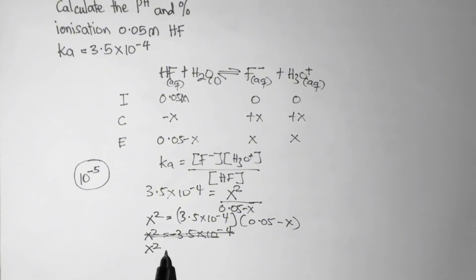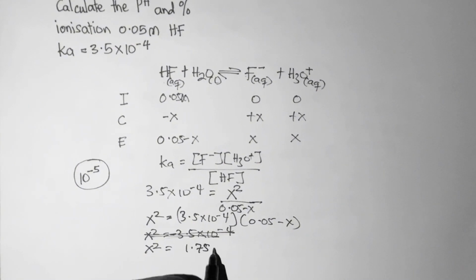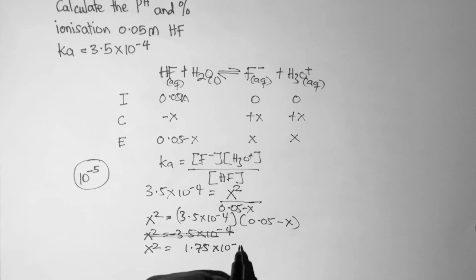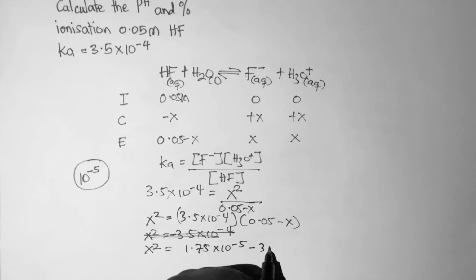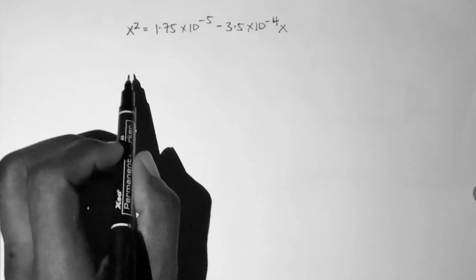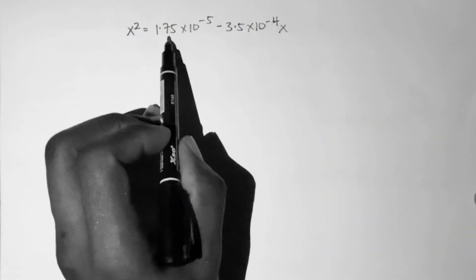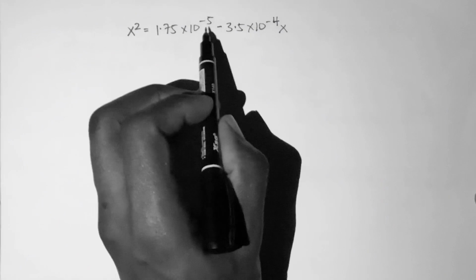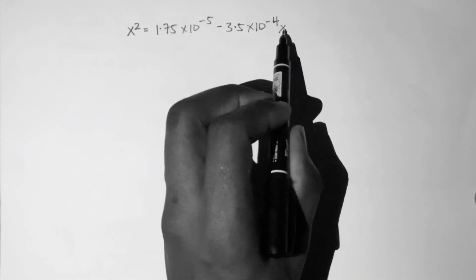So x squared is equal to 1.75 times 10 exponent minus 5, and then minus 3.5 times 10 exponent minus 4x. So now continuing from where we left off, we established that x squared is equal to 1.75 times 10 exponent minus 5, then minus 3.5 times 10 exponent minus 4x.